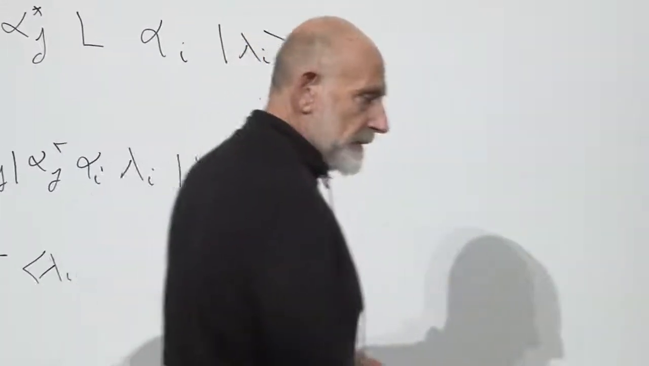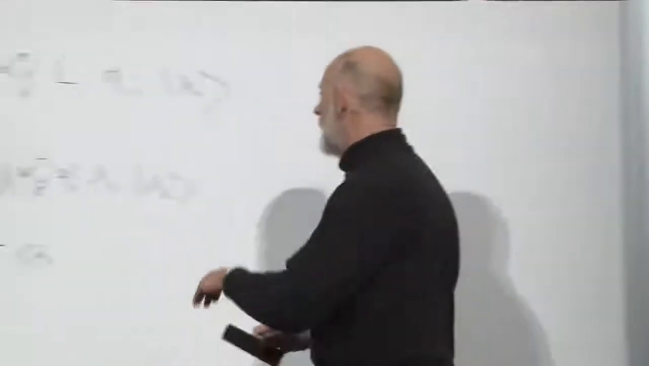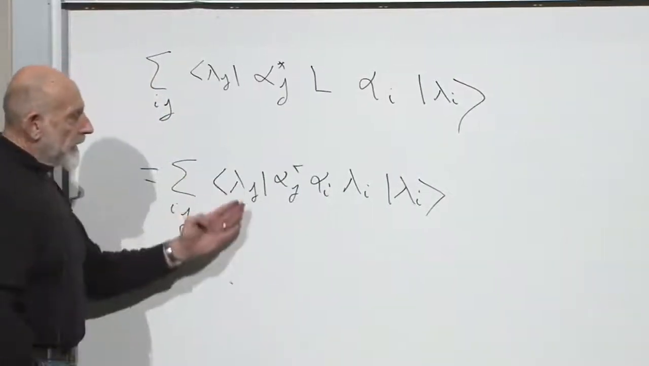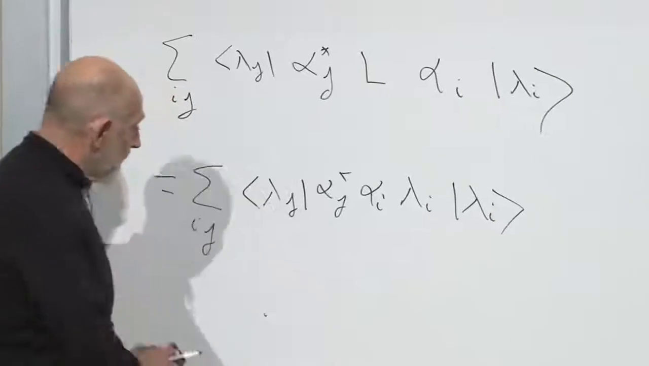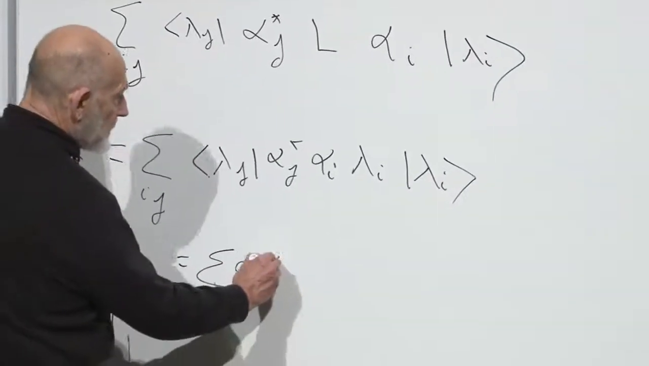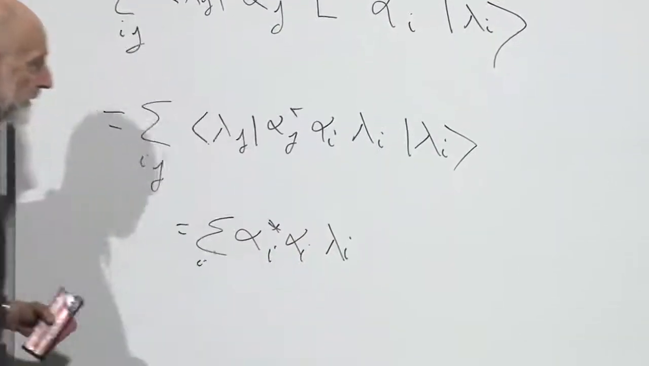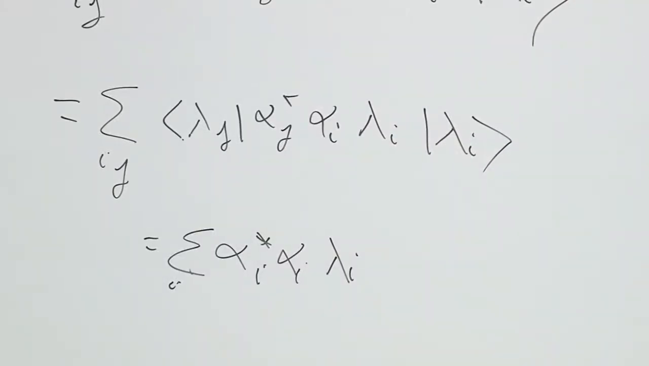Let's cut through some of the steps. If J is not equal to I, you get nothing. If J is equal to I, the inner product is just 1. So this just becomes the sum over I, alpha star I, alpha I, lambda I, which is exactly what we have over here.